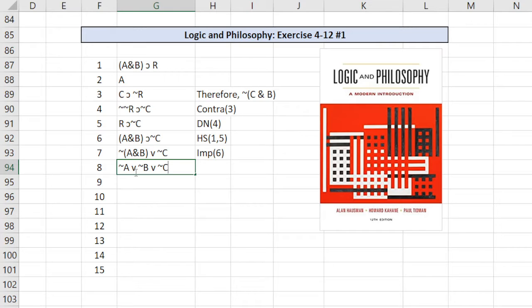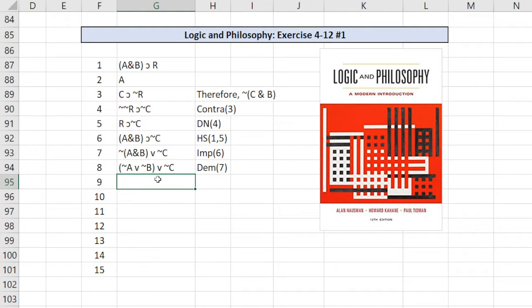Now, the thing about this statement is you have to be careful because this is not a well-formed formula. You need to actually have parentheses around where you started. So don't fall for any mistakes there. Just want to make sure I point that out. This is De Morgan's. We'll just say De Morgan's on 7.